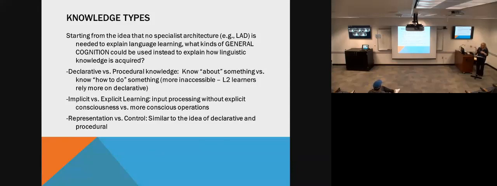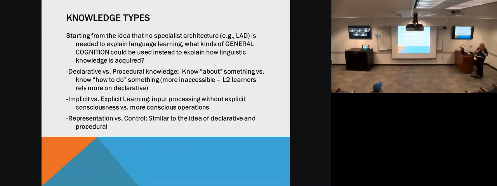So in other words, the less procedural something is, the less automatized it is, the more you have to rely on declarative knowledge. And declarative knowledge is the thing where you have to think about it, right? So again, it's the same idea that there's some language that you can just use, and some that you have to think about, but it's completely different from the concept that Krashen had of how that works. Okay, does that make sense? Okay.